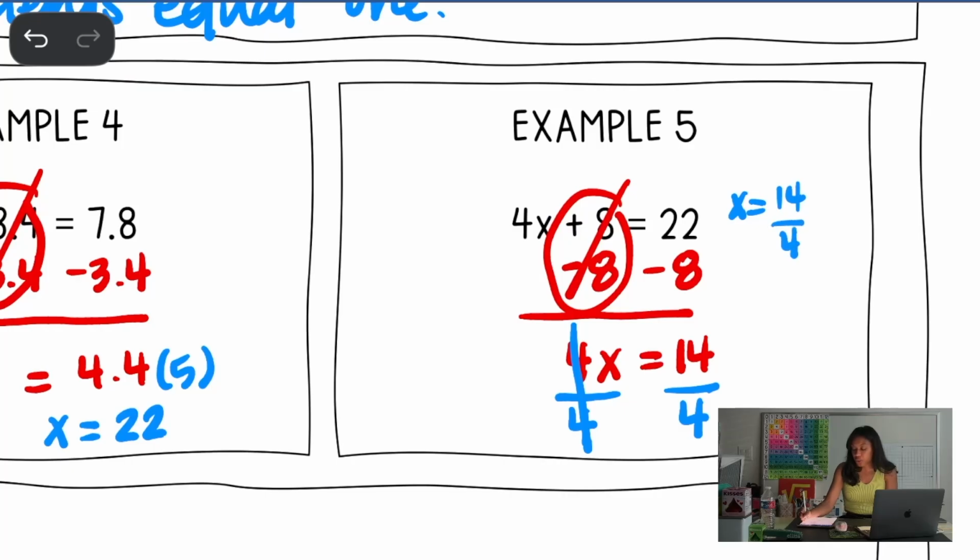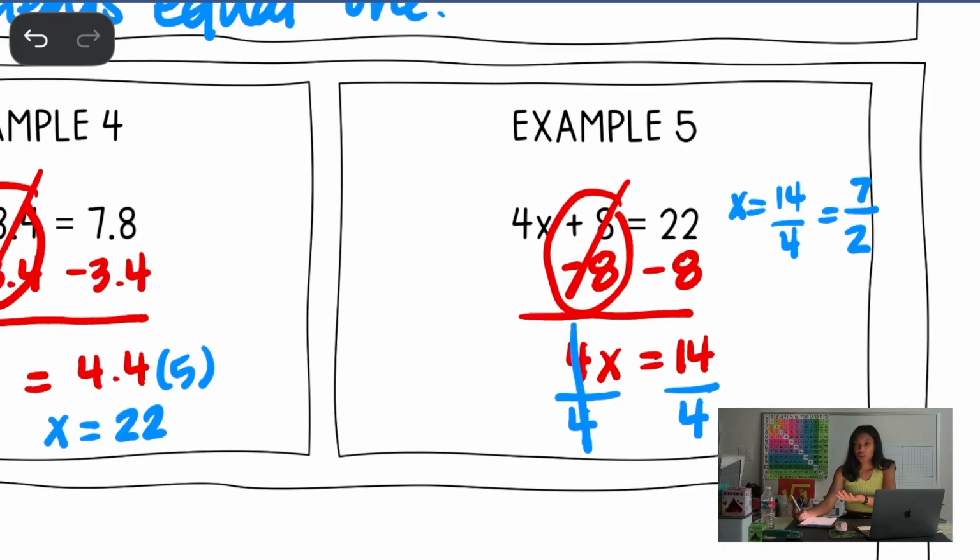But I would simplify that, knowing that both values can be divided by 2. So 14 divided by 2 is 7, and 4 divided by 2 is 2. So our final answer is going to be 7 over 2. You do not have to convert this into a decimal. Once you have it as a simplified fraction, as long as you can't simplify that fraction anymore, even though it's improper, you can leave it.